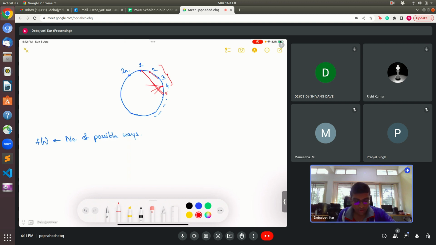So what this is telling us is that 1 has to be matched to some even number, right? 1 cannot be matched to an odd number, otherwise it's not possible to draw n segments, so there will always be something that intersects. Okay, so this is the first important observation.